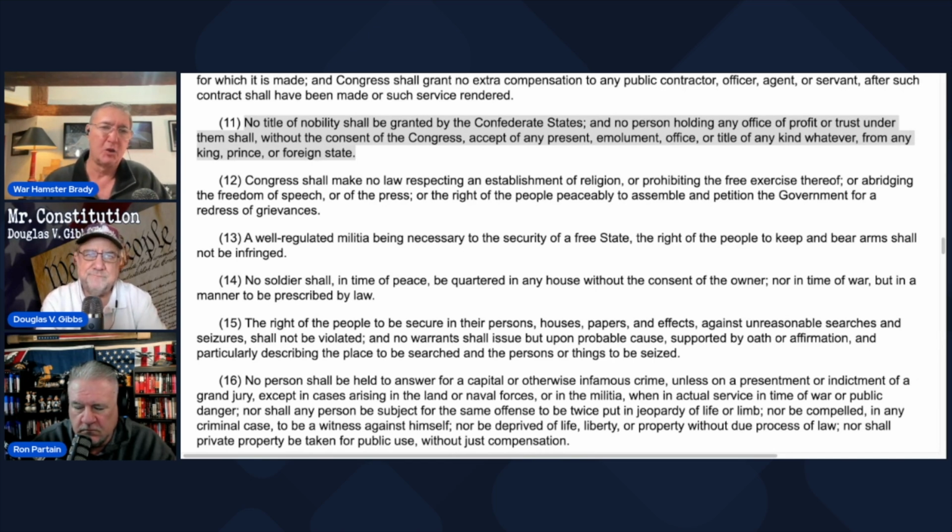Plus, they had something called the enumeration doctrine, which already said, if we didn't tell you you can do it, you can't do it. We don't need to tell you you can't do it again. Right. This is their version.